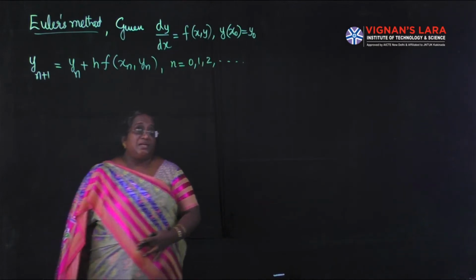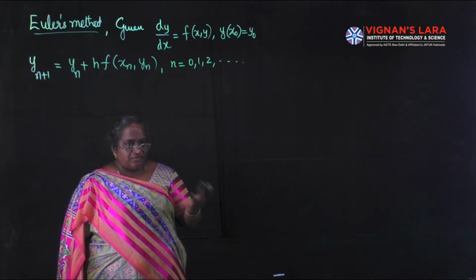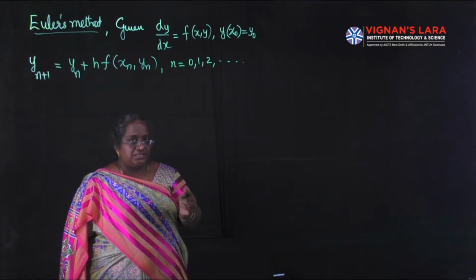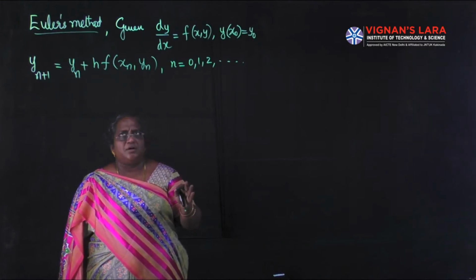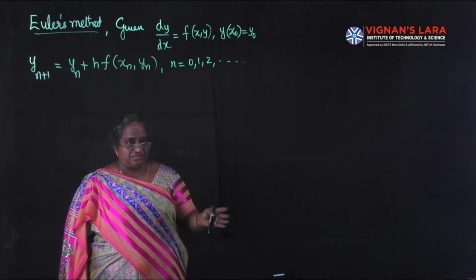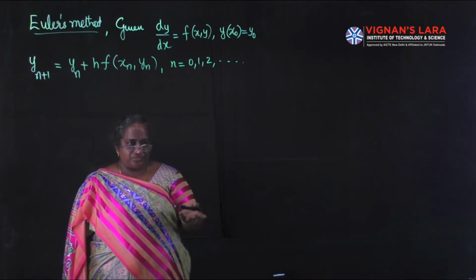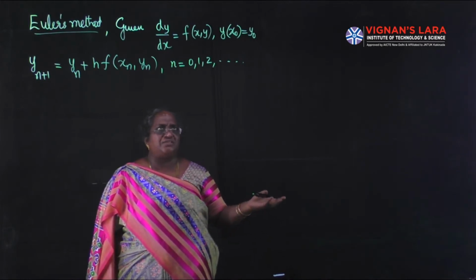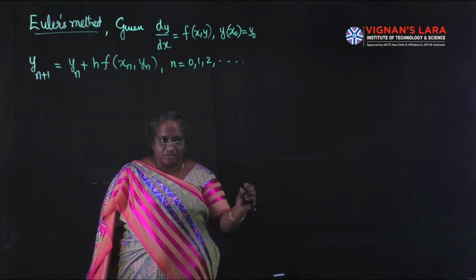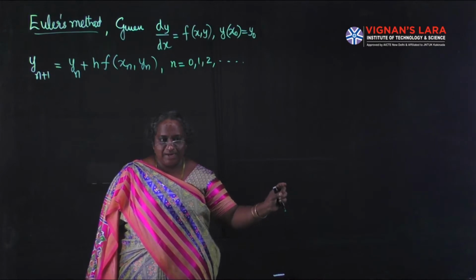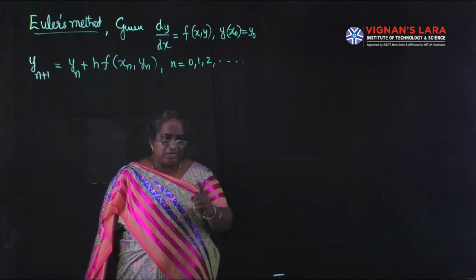Now the step size will sometimes be indicated in the problem by the paper setter itself, or otherwise we have to take it. So see that we get a minimum of 4 sub intervals, or we need 4 iterations between x naught and the desired value of x for which we were asked to find y. So in between we need at least 4 iterations. You can't do it in a single iteration.